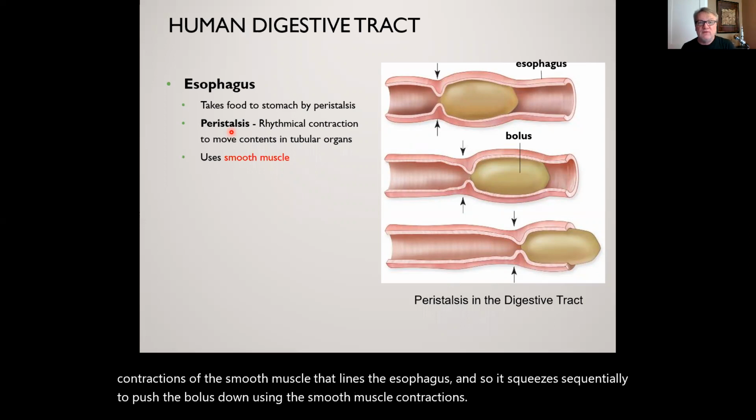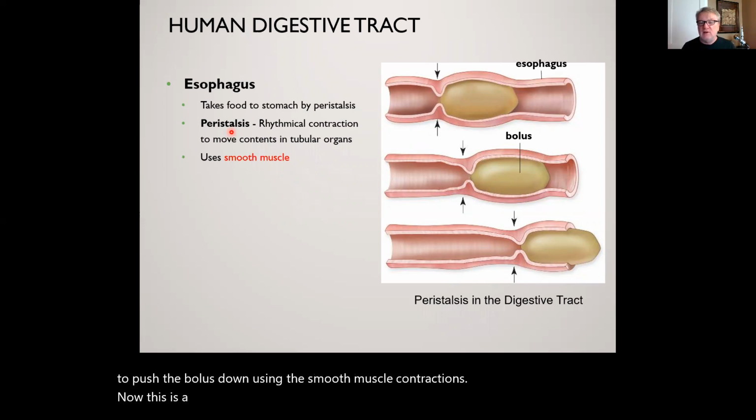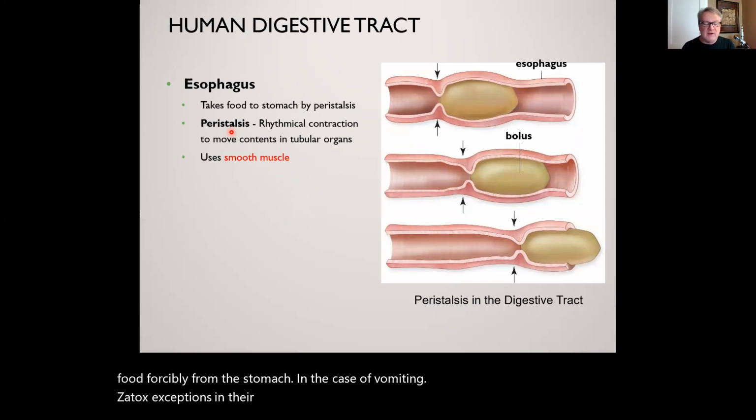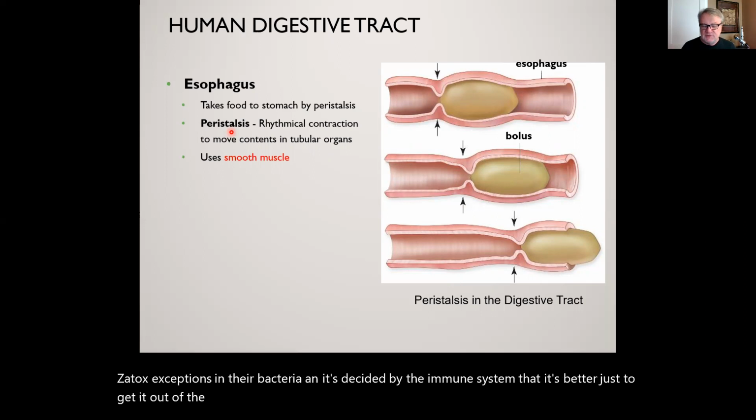Now, this is a reversible process that allows some animals, like humans, to be able to remove food forcibly from the stomach in the case of vomiting. If there's a toxic substance in there, bacteria, and it's decided by the immune system that it's better just to get it out of the stomach. So it can reverse itself. Not every animal has the ability to do that.